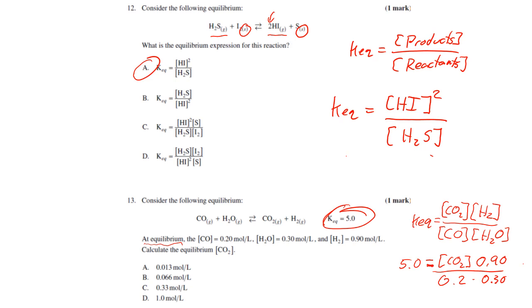And then I'm going to divide by 0.9 so that I isolate my variable. And I get 0.3333 molarity of CO2. Everything should be 2 sig figs because everything up here is 2 sig figs, so it should be 0.33. There's my answer right there.